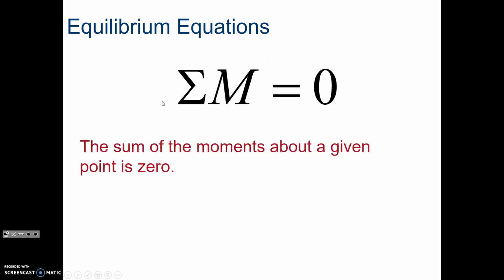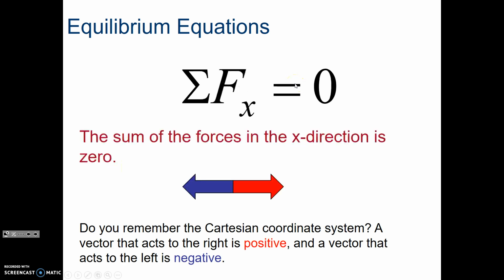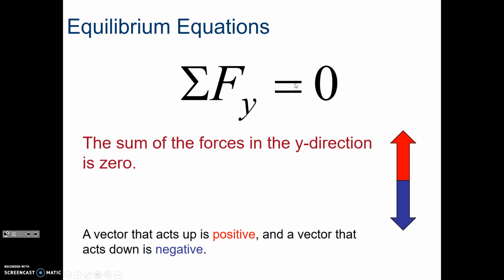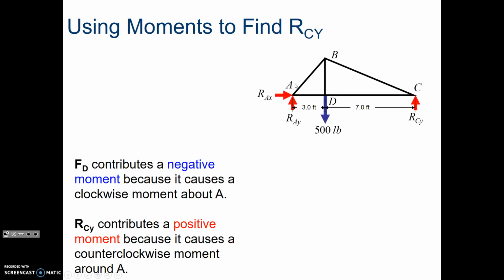Now here are the equations that we're going to use. Sum. Remember, this symbol means sum, meaning add up all of the moments have to equal 0. So this is not going to allow any rotation. Sum in the x direction has to equal 0 because it's not moving in the left-right direction. And in the up-down direction, the y direction, it also doesn't, because your bridge is not moving up and down. If it's moving down, that means it's falling over and going into the river. That would be bad. So now using moments to find your reactionary force at point C in the y direction.